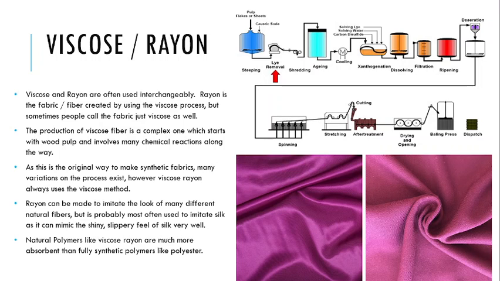However, we can use it in many, many different versions, just like we'll see with all of these synthetic fibers. They typically have a natural fiber that they're best at imitating, but can be altered and made in many different ways to imitate many different types and properties of fabrics. Natural polymers like viscose rayon are much more absorbent than our fully synthetic polymers like polyester.